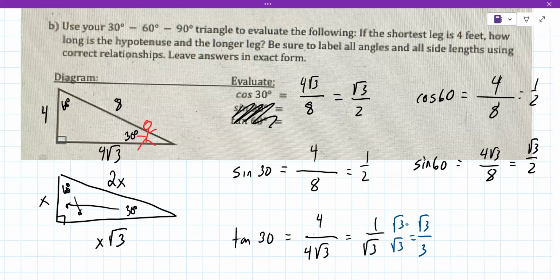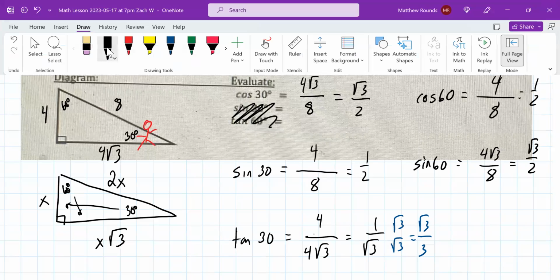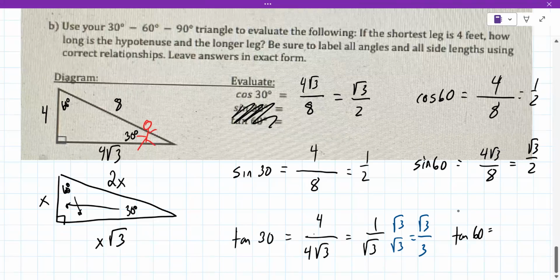Okay. Now we want to do the same thing for tangent of 60. So that would be opposite over adjacent. So that'd be 4 square root 3 over 4, which would give us square root 3 over 1. And if it's square root 3 over 1, would I just keep it as square root 3? Yes.